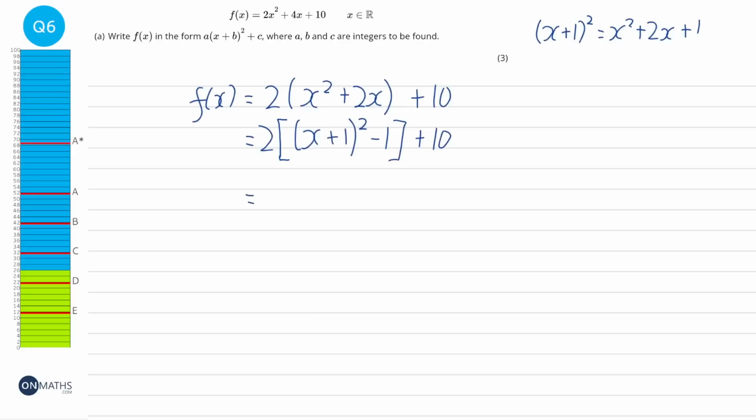Okay, so to neaten this up, we're going to expand the square brackets we've got. So we've got 2 brackets x plus 1 squared. We're going to do 2 times the minus 1, which is minus 2, and then plus 10.